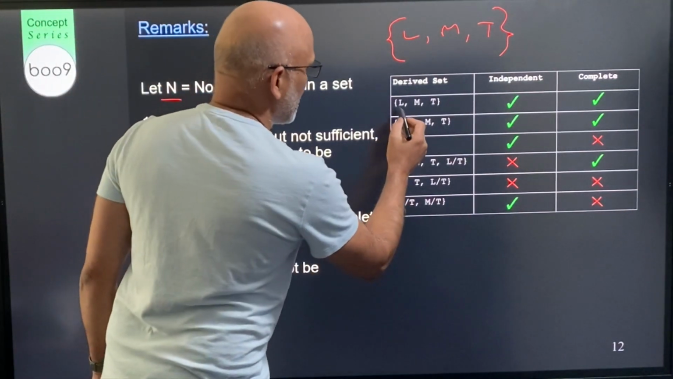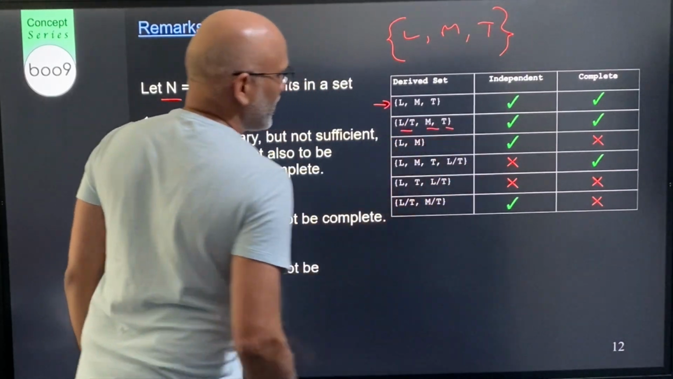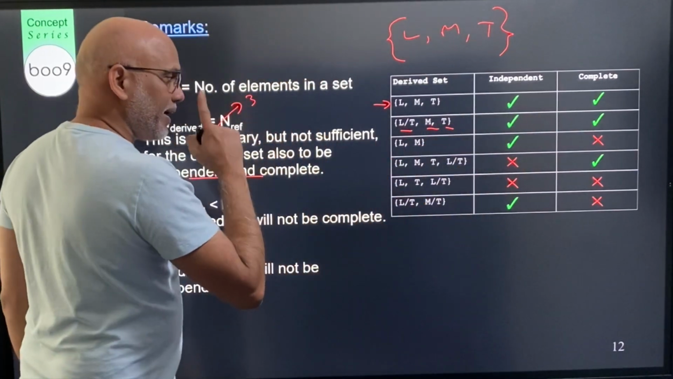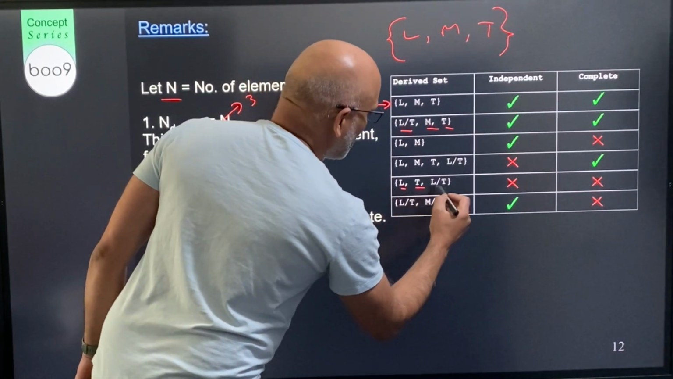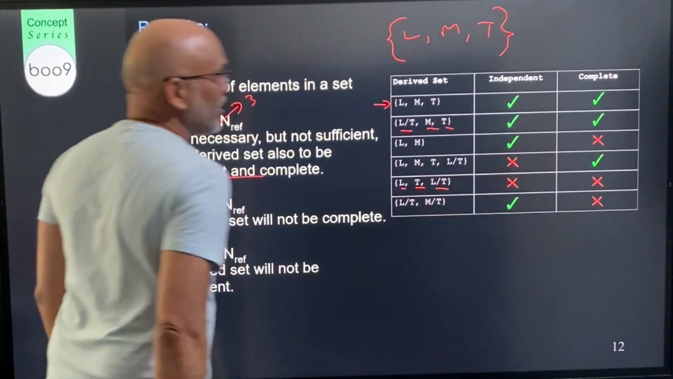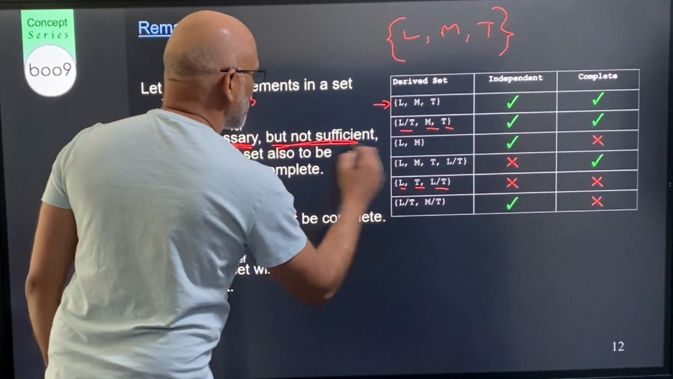For example, this is my reference set, right? So this is the derived set. It has 1, 2, and 3, right? So this is also independent and complete, but it is not sufficient. Like in this case, I have also the derived set has 3 elements, but it is not independent or complete, right? So that is necessary. It is necessary, but it is not sufficient.